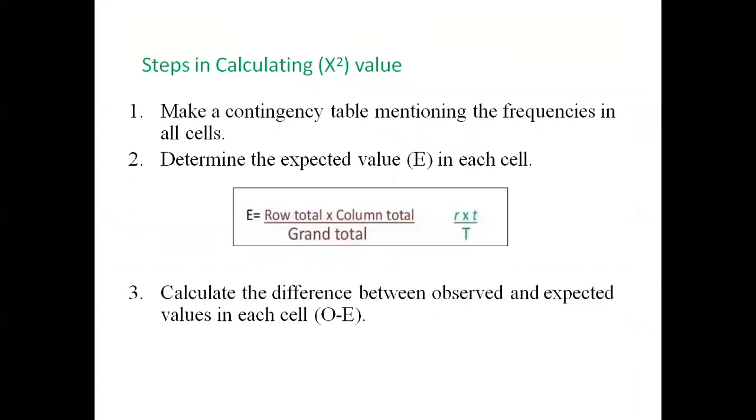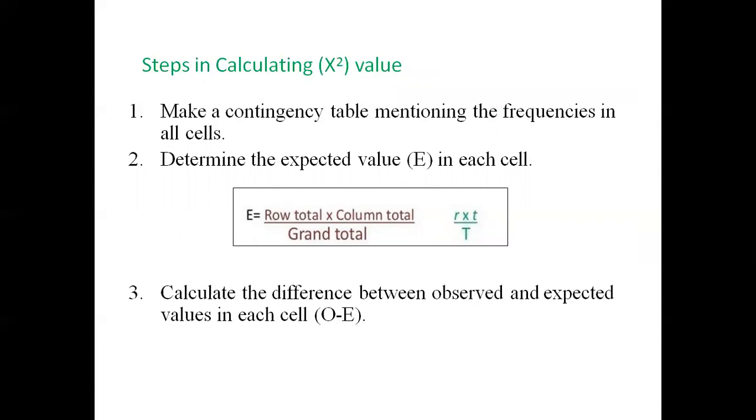Now, what are the different steps in calculating chi-square? First, from the question, you need to make a contingency table, or 2 by 2 table, or 4-fold table, mentioning the frequencies or the data which are given in the table. Then you need to calculate the expected value in each cell. Now comes how we have to calculate the expected value.